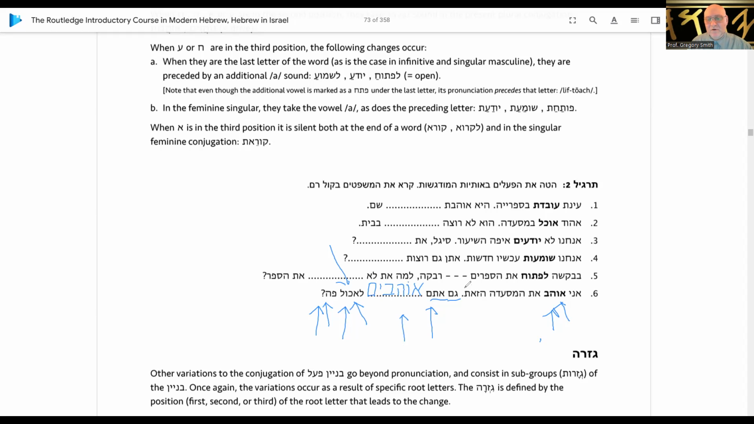Okay, so ohavim. Okay, so gam atem ohavim lechul po. Because do you all like ohavim lechul po? Do you all like to eat here? All right, let's see what the answer key says. I'm pretty reasonably confident I got that correct.